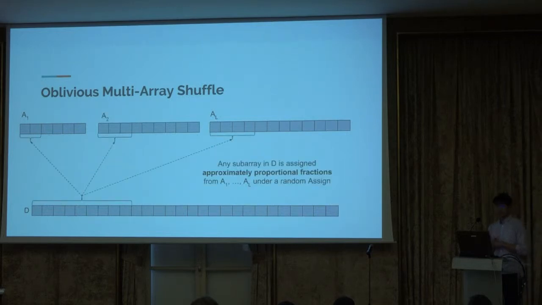The main observation used in constructing this oblivious multi-array shuffle is this: take any subarray of the output, and let's suppose, just for convenience, that the input arrays are exponentially decreasing in size. Now we actually know the approximate proportion of the items that should come from the largest array, the second largest array, and so on. In particular, if we look at this specific subarray D, we know that half the items should come from the largest array, a quarter of the items should come from the second largest array, and so on. And this is something we'll use, since we assume the assign function is chosen uniformly at random.